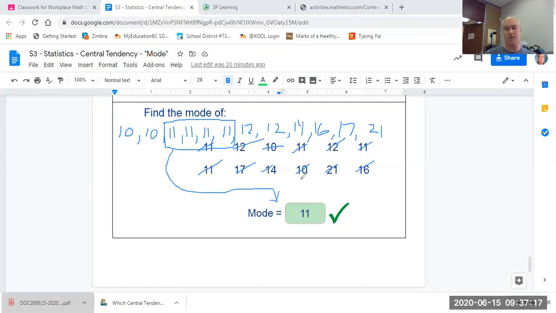Now I just want to state this before I go. Let's imagine that we had 3 10s and we had 3 11s and we had 3 12s in this. If that were the case, the mode would actually be 10, 11, and 12. You can have more than one mode. If there is more than one frequently occurring value, then you have more than one mode. So once again, it's not always just one number. So hopefully that makes sense to you.